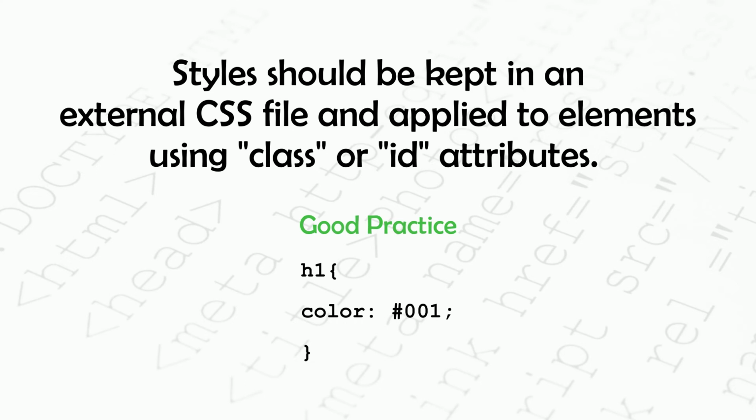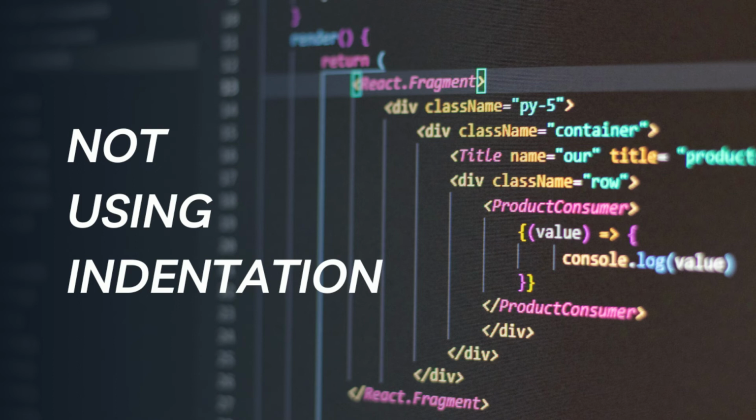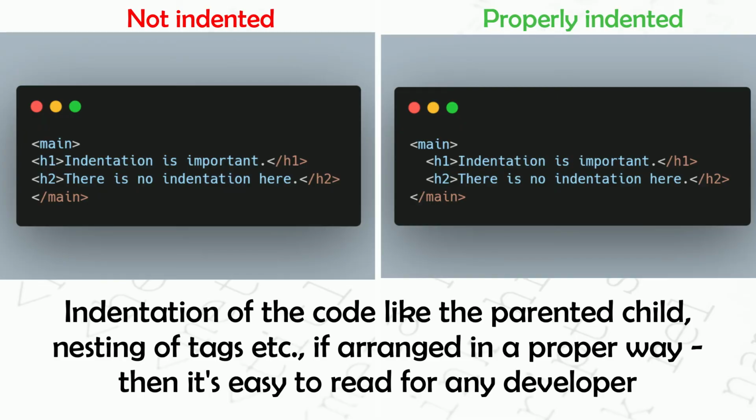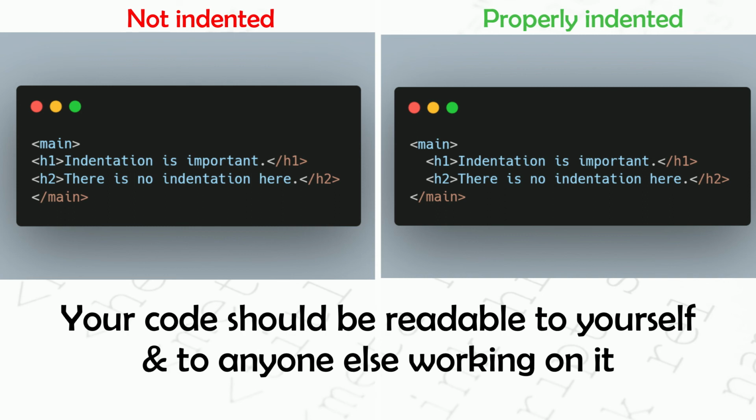The next mistake is not using the indentation. Now this is up to the programmer though. I have seen that people are writing the code, but then they themselves are not able to read it properly. Indentation of the code, like the parent and child, the nesting of tags, if you arrange it in a proper way, then it's easy to read for any developer. Your code should be readable to other developers as well. Even sometimes it happens that the code goes so clumsy that even your own code is not readable to you. That shouldn't happen. So always try to maintain the indentation.